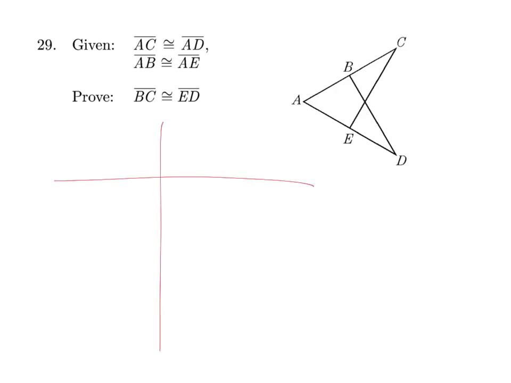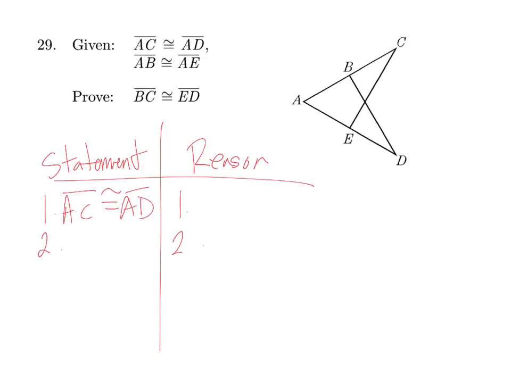All right, I have to do a proof here. Statement. Reason. All right. First one and second: AC is congruent to AD. That's given. All right, so this whole thing, AC is congruent to AD. Then I have AB is congruent to AE. That's given.